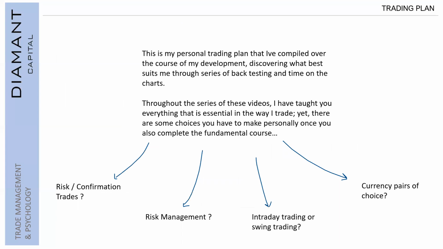So this is my personal trading plan that I've compiled over the course of my development, discovering what best suits me through a series of backtesting and time on the charts. The biggest thing that I'm going to say is everyone might have the perfect plan, but it all comes down to time on the charts. The more time that you're on there and understanding price movements, it's not that you might have more winning trades because you've still got the same strategy, but you'll have fewer losing trades. I really do understand when I'm not meant to be in that trade, for example, when I see that something's wrong there, when it's invalidating for some reason.